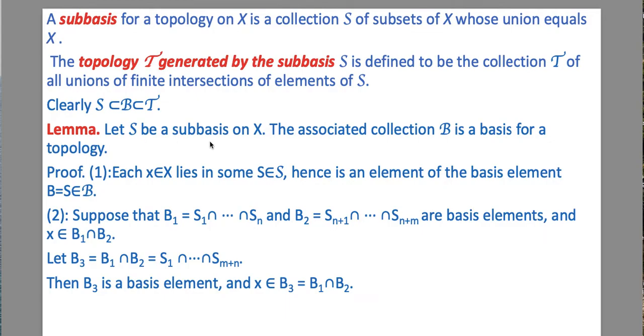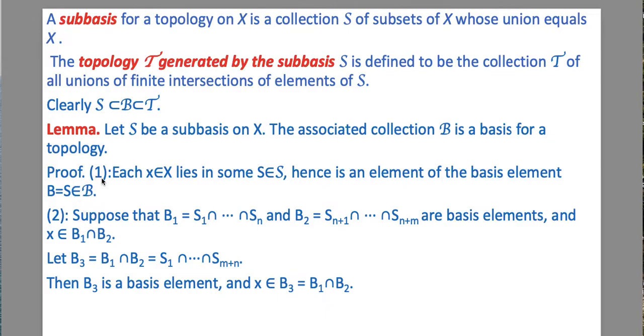So we need to prove that the collection B is a basis for this topology T. For this we will prove it in two steps. First of all, number one, suppose x belongs to capital X. So this lies in some element S of S, where S is a collection of subsets of X. Hence this is an element of a basis element B, which is equal to S, where S is an element of B.